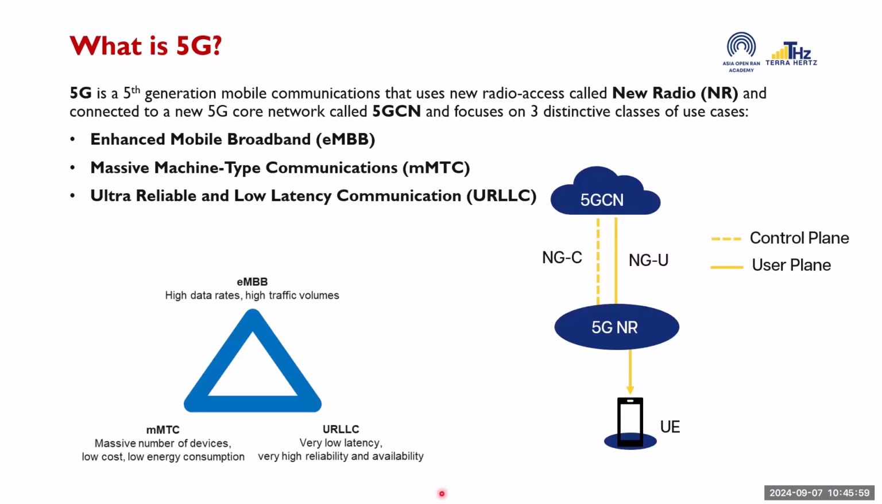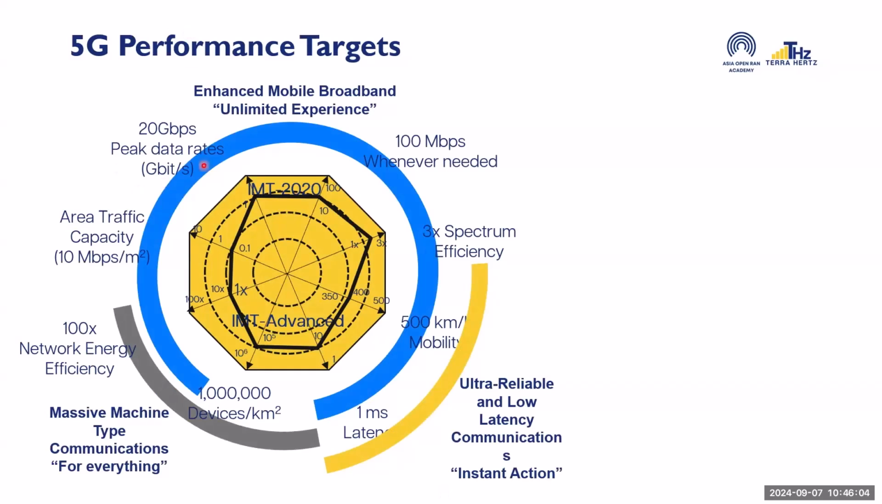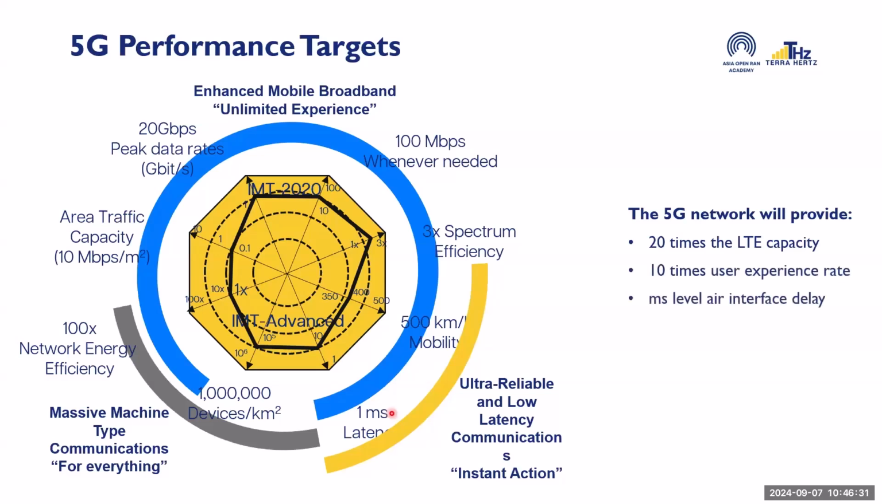Okay. So what is 5G? So these are the performance targets of 5G. Okay, you can see it that up to 20 gigabit per second. The ultra reliable low latency is 1 millisecond and up to 1 million devices. Just imagine if we plot the 6G target, it's up to 1 terabit per second, no, up to more than 1 million devices and more than 1 millisecond. Okay. So 5G will provide 20 times the LTE capacity, 10 times the user experience, and the millisecond level latency. Okay. Yeah. So these are the different 5Gs, no?